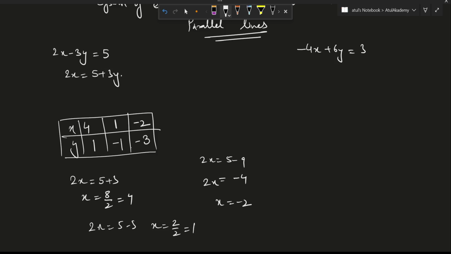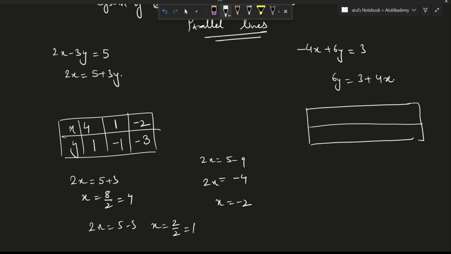Here what will I do? If I take it over here, 6y equals 3 plus 4x. It's easy. The first point is easy for us to get, because if we put x as 0, we'll get decimals over here. There is no chance we are getting whole values; bigger ones will be there. Now let's put x as 0. It's only 3, so y will be 3 by 6, which is 1 by 2. I can say 0.5.